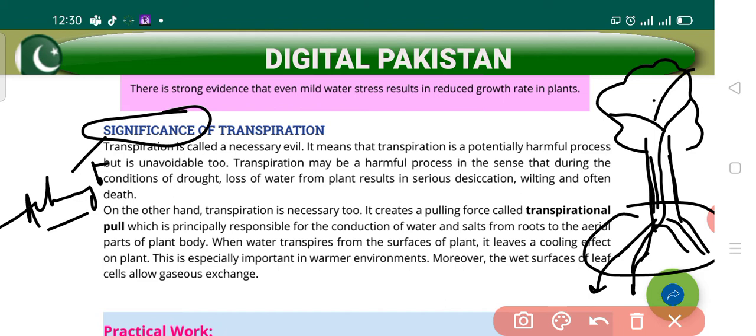When there is a loss of water, this results in a pulling force that draws water from the soil to the leaf. Obviously, think about it: something is coming out of the leaves, water is coming out. This is causing the transpiration pull, which lets the water transfer from the root to the leaves. Because of this water transfer, the water will reach every part of the leaf, every part of the plant. That's why it is very much important.